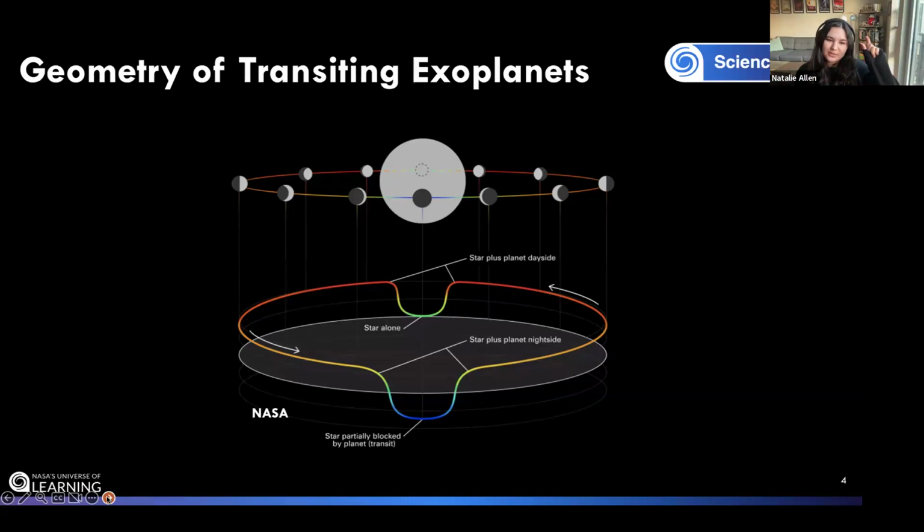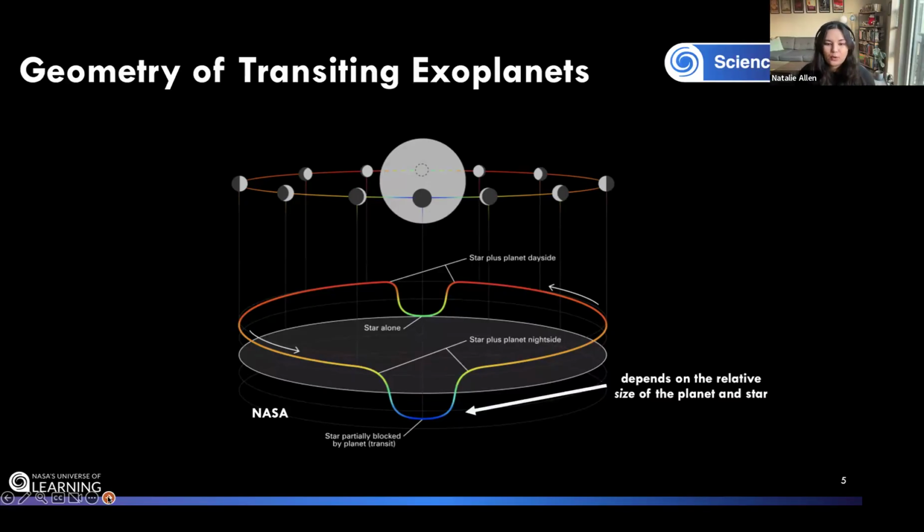On the top is what you would see in the system, the planet going around the star, and the bottom is what we call the light curve, which is what we would be able to observe. The transit technique is really nice because it allows us to observe the star, and changes in the star allow us to learn about the planet. And since stars are much bigger than planets, it's a lot easier to observe that way. So if you move to the next slide.